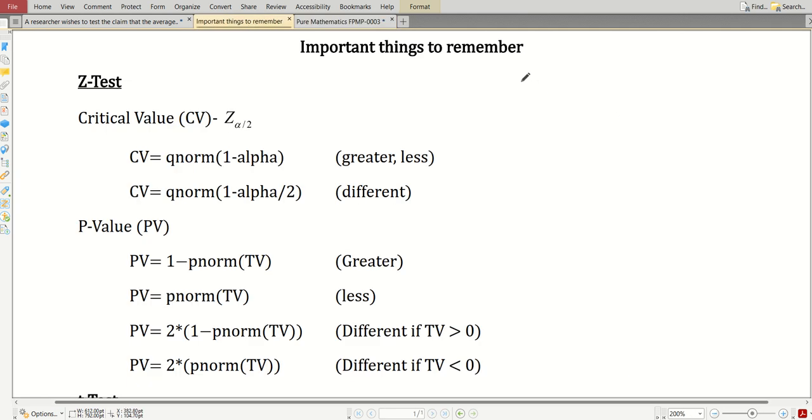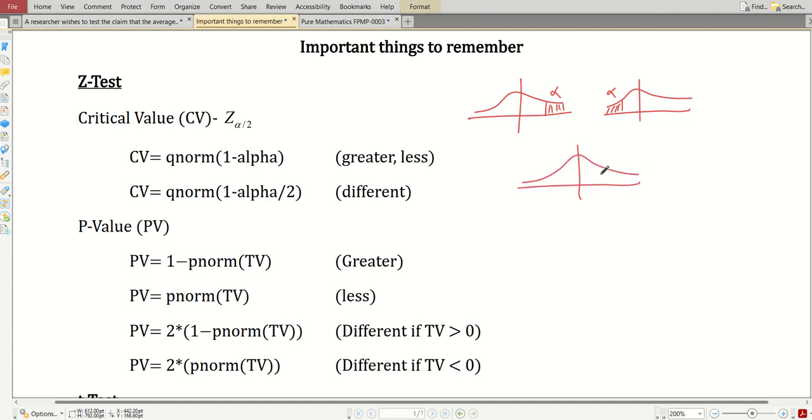If we look at the possible cases for Z score, there are three possible cases. One is the greater, that means one tail, and here the value is alpha. Another is the less than. Here also it is alpha and it is one tail. But if it is different, that means we will have it on both sides, left side as well as the right side. So alpha is divided into two parts, alpha by 2 on both sides. So there are three types of alternate hypothesis: greater, less, and the third one is different.